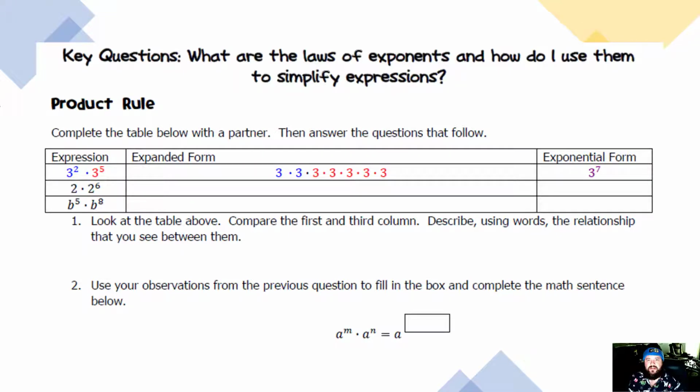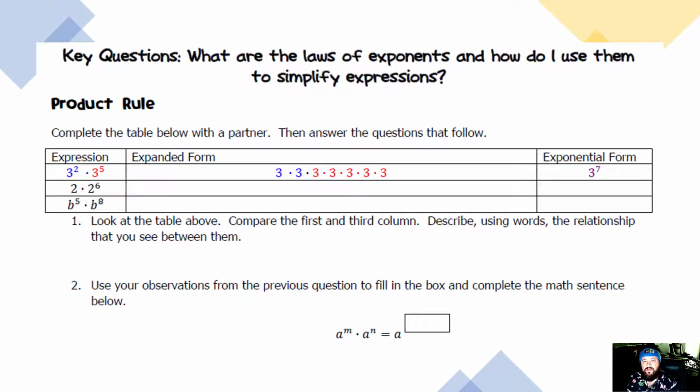As you can see right up here, the first one is 3 to the power of 2 times 3 to the power of 5, and we expand that form. They did color coding here: the 2 blue ones, and then 5 red ones. That gave a total of 7 3's being multiplied together, which is the same thing as saying 3 to the 7th power.